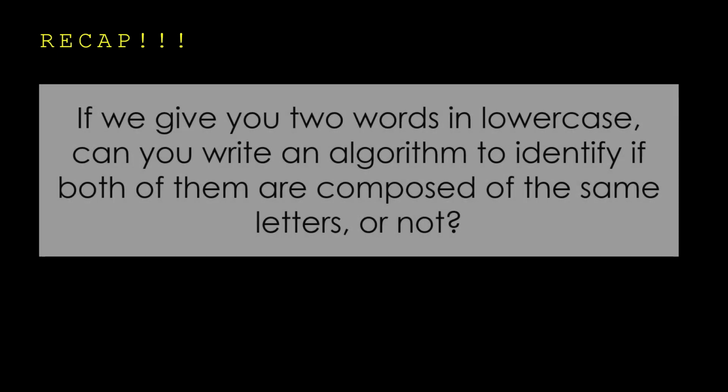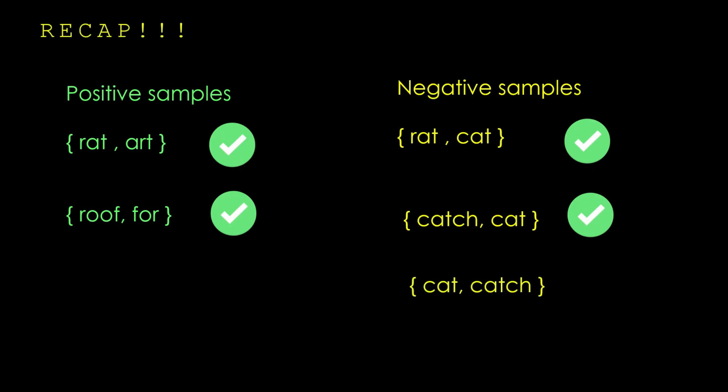To recap, we were trying to write an algorithm to identify if two words use the same set of letters. Our attempts in the last episode did not succeed when the second word had additional characters which are different. For example, catch as a second word has all the characters of the first word cat, but also includes an additional character H. And our previous algorithm failed to recognize it.